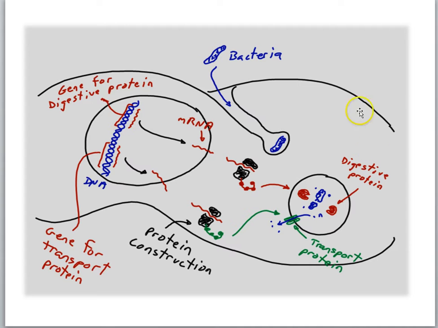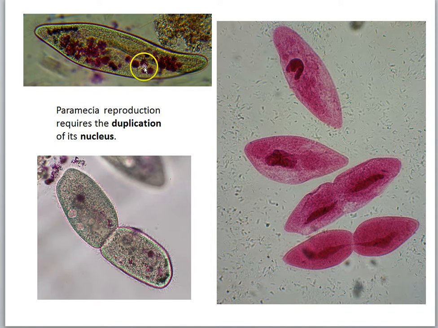These are the recipes to make the proteins, the permanent recipes. But if one cell is going to make two, it must duplicate its chromosomes and thereby give its daughter cells a full set of chromosomes. And then each daughter cell will build a membrane around the chromosomes, forming its own nucleus. Here we see a single-celled paramecium, and if it's going to reproduce, it must duplicate its nucleus, making sure that each daughter cell will have a full set of chromosomes.